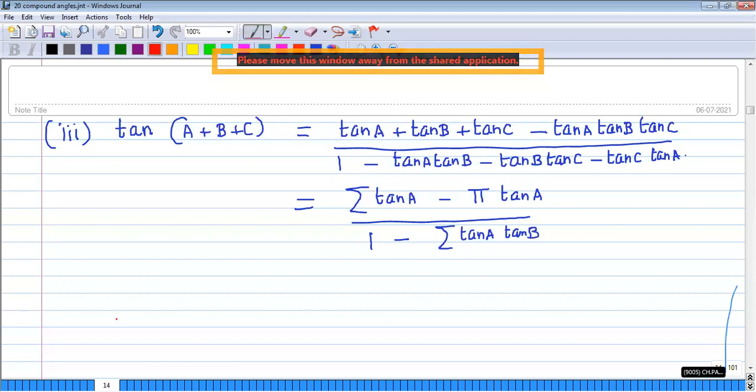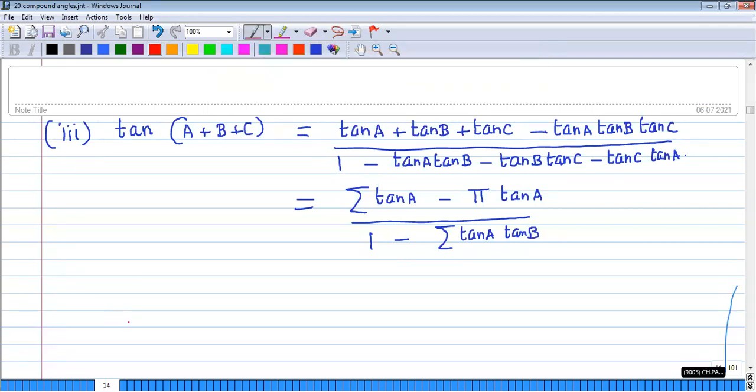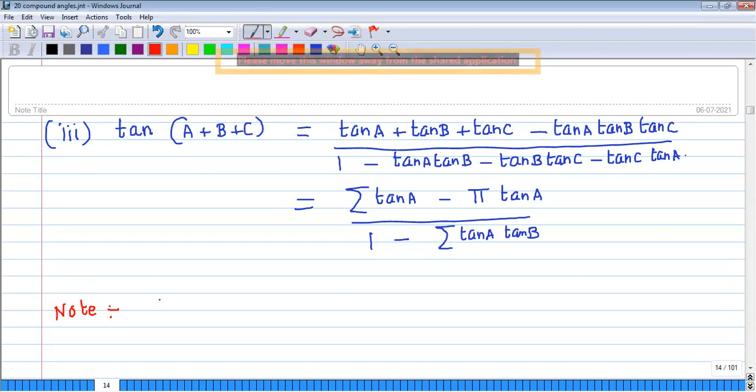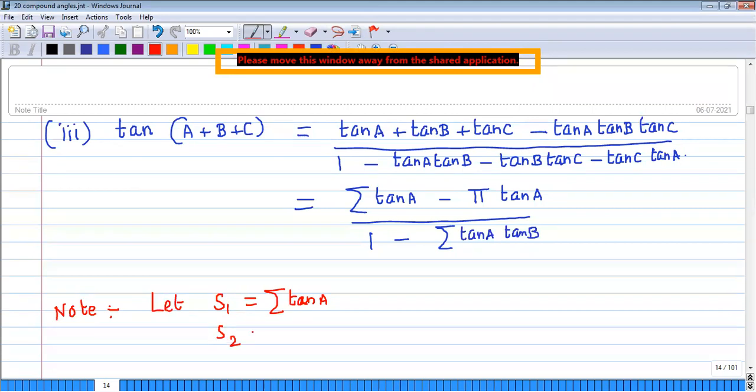Please note down. Don't write anything on the screen, so please rub it out. Note, write down. So what is the note? Let us say S1 equals sigma tan A, and S2 is equal to sigma tan A tan B.